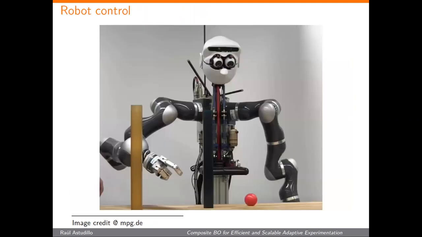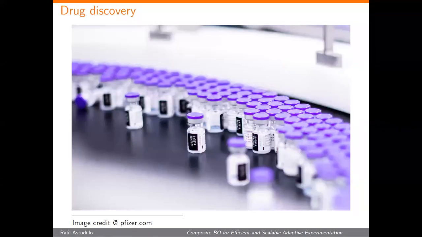It also shows up in robot control, where we are trying to maybe tune a parameterized policy so that the robot is able to perform some specific activity in a satisfactory way, such as reaching an object. And it also shows up in higher stakes applications, such as drug discovery, where we need to search over a space of thousands, potentially millions of compounds until we find one that is actually able to achieve some desired effect, such as curing a disease.